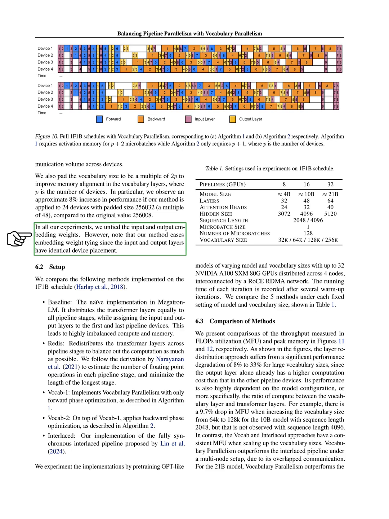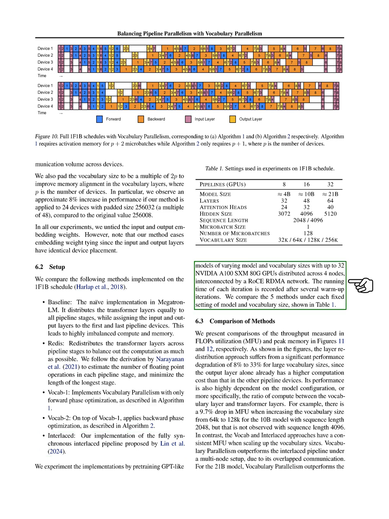For our setup, we compare several methods using the 1F1B schedule. The baseline is the basic implementation in Megatron LM, which distributes transformer layers evenly across pipeline stages but leads to imbalanced compute and memory. Redis aims to balance computation by redistributing transformer layers across stages. Vocab 1 focuses on vocabulary parallelism with only forward phase optimization, while Vocab 2 builds on Vocab 1 by adding backward phase optimization. Interlaced represents our fully synchronous interlaced pipeline implementation.